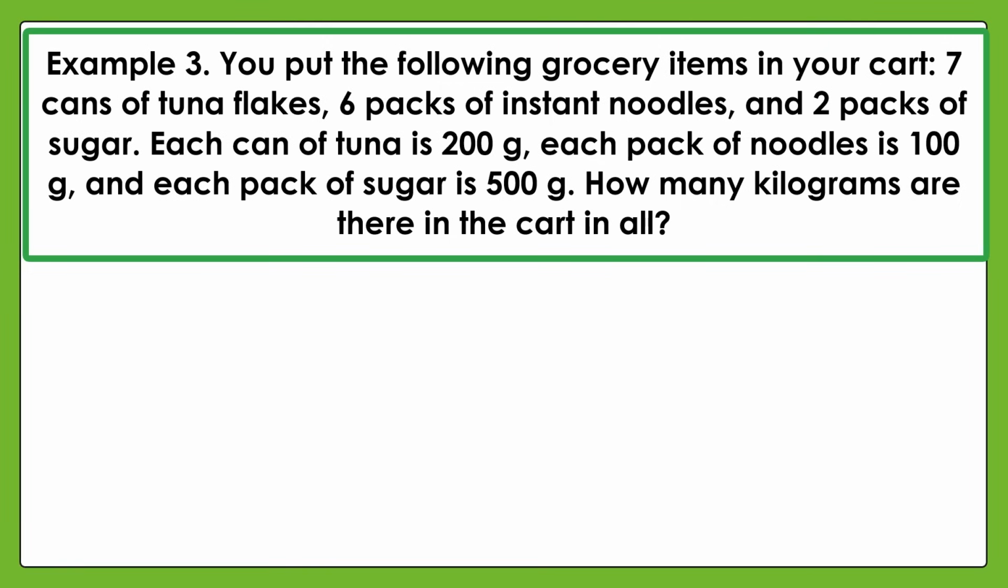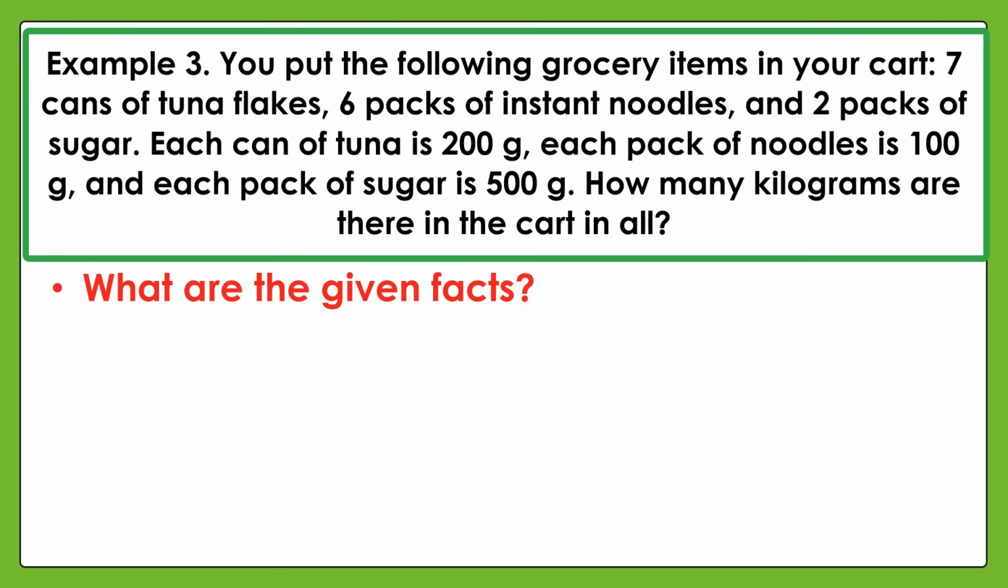Example number 3. You put the following grocery items in your cart. 7 cans of tuna flakes, 6 packs of instant noodles, and 2 packs of sugar. Each can of tuna is 200 grams. Each pack of noodles is 100 grams. And each pack of sugar is 500 grams. How many kilograms are there in the cart in all?